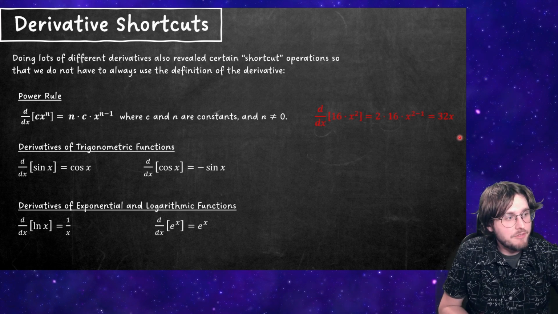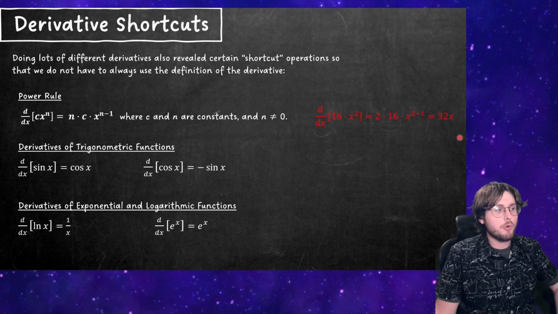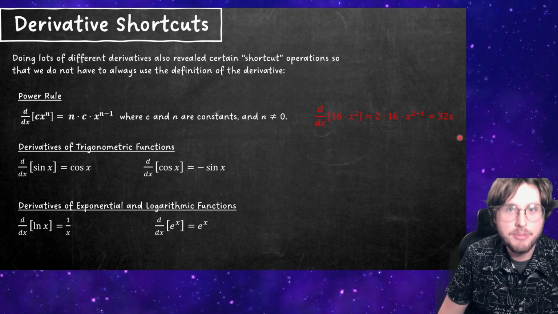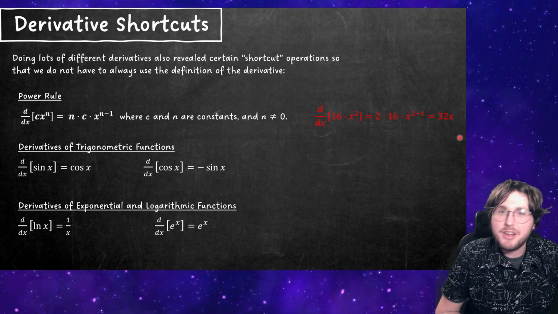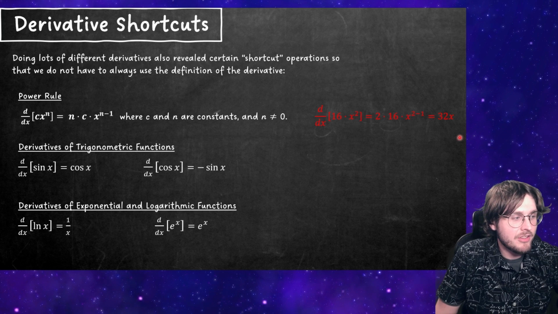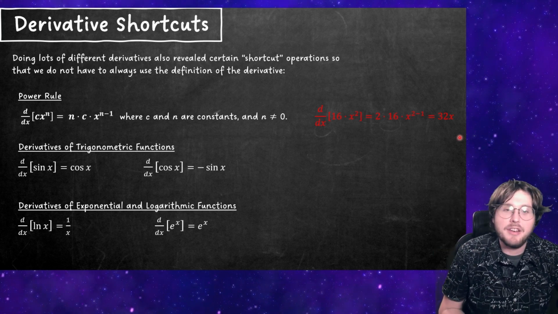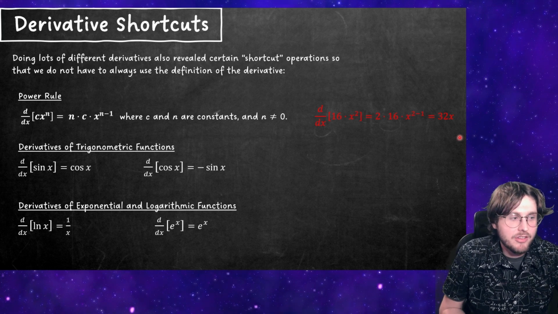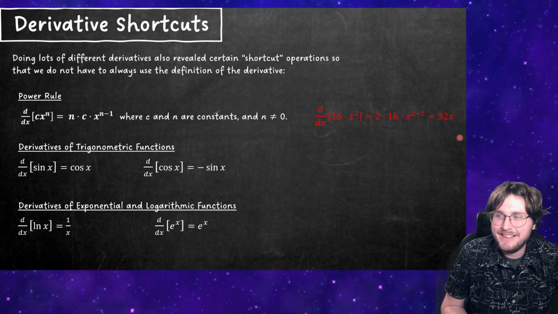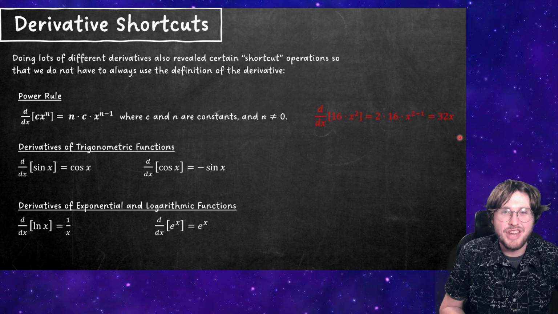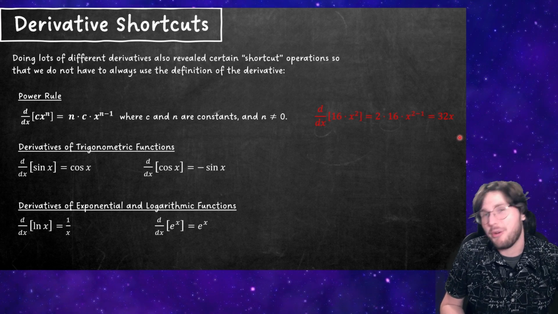Please don't forget it. And finally, there are also shortcuts for derivatives of exponential and logarithmic functions. For instance, the derivative of natural log of x is 1 over x, or the reciprocal of x. And the derivative of e to the x is, well, e to the x. It doesn't change. It's immutable. That one's always really nice to have.